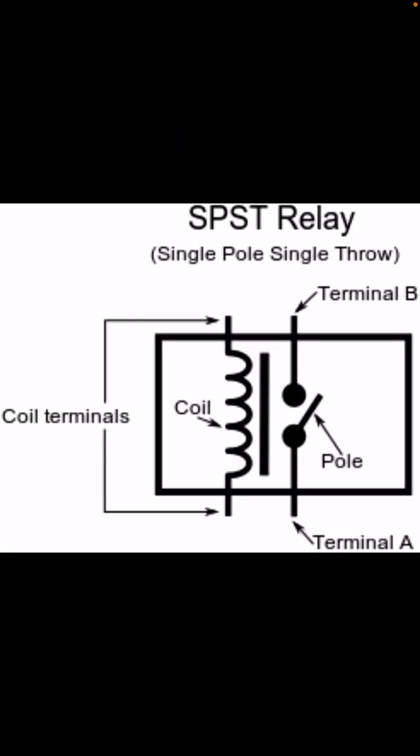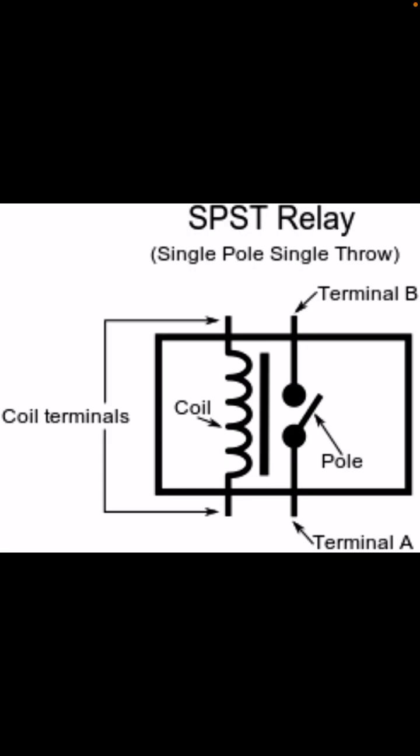So we'll go over a single pole, single throw relay first. As you see on the left-hand side, that's where your control voltage would be. That's what energizes the coil to close the contacts. And then terminal A, that would be your input voltage. So say you have 120 going to terminal A. And then you see the pole, it's open, so it's not letting any voltage across.